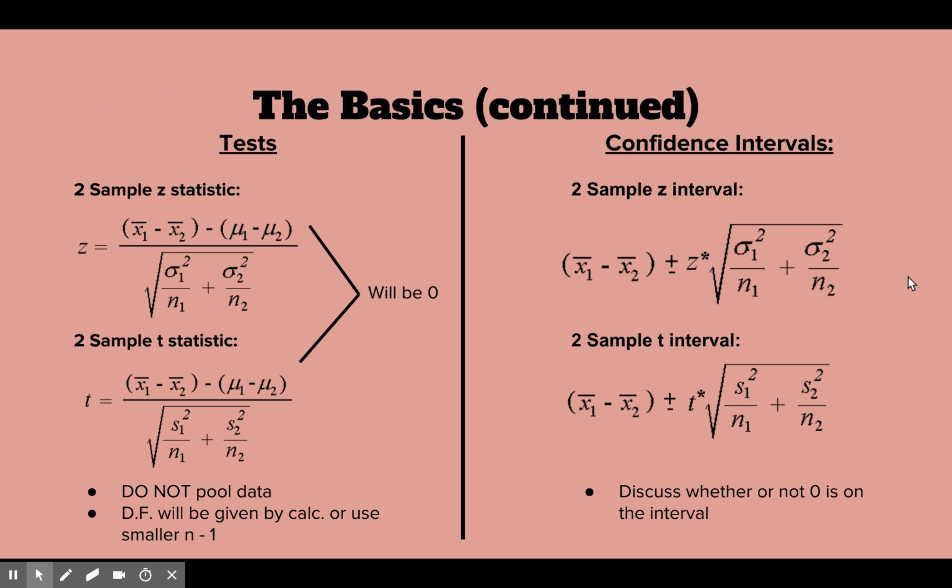And then for the confidence intervals, it follows the same pattern as any of the other confidence intervals, where we take our sample statistic and then add or subtract our z star or t star times the standard error. And then for the confidence intervals, make sure you guys discuss whether or not 0 is on the interval and the significance of that.